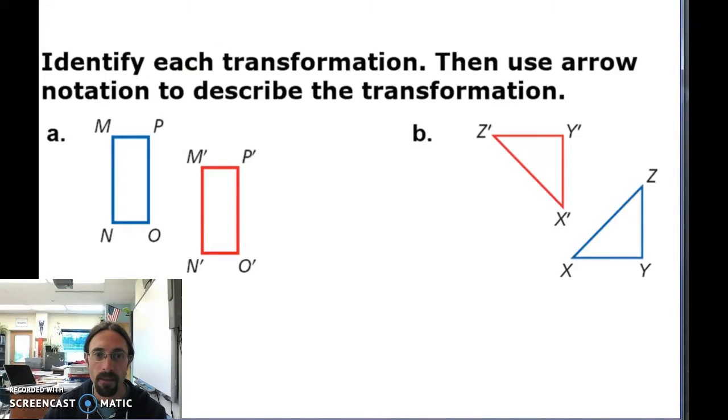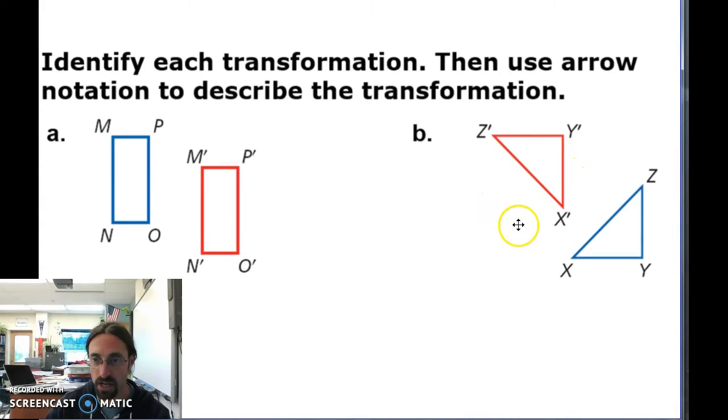Okay? So here, a little practice here. Identify each transformation, then use arrow notation to describe the transformation. Well, M, N, O, P goes to M prime, N prime, O prime, P prime. Well, that is just a translation. So typically what I would put here is M, N, O, P, and then an arrow, and then M prime, N prime, O prime, P prime.